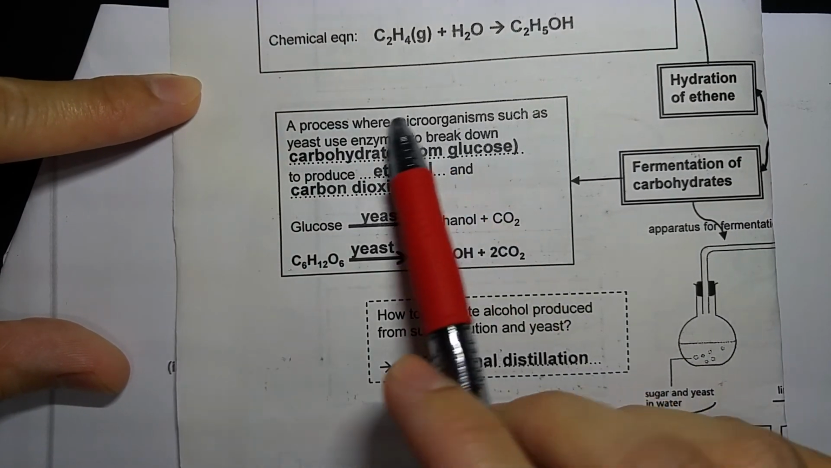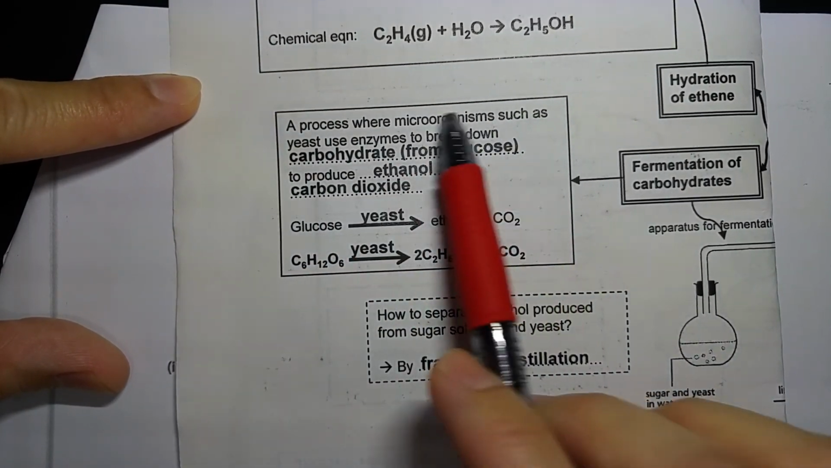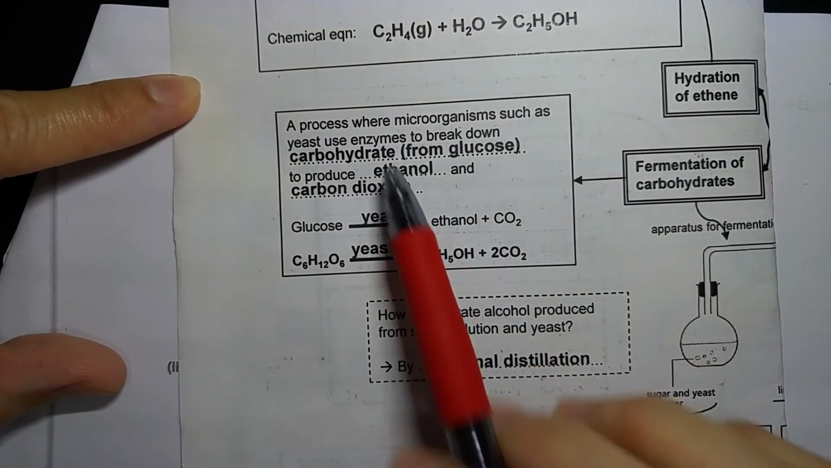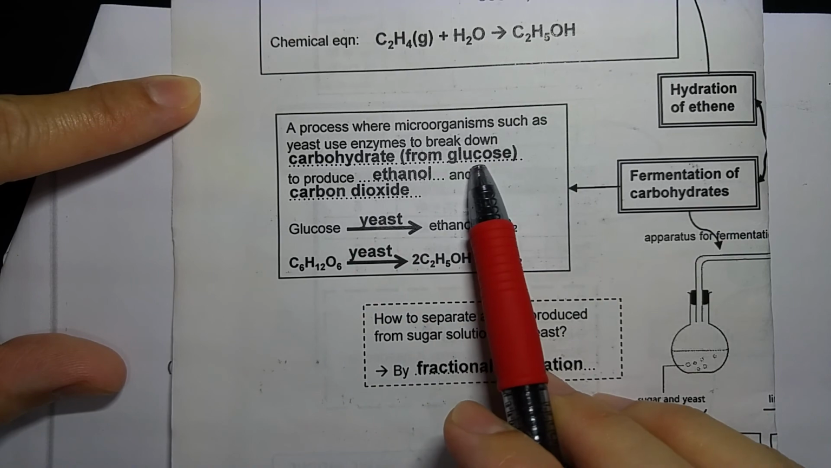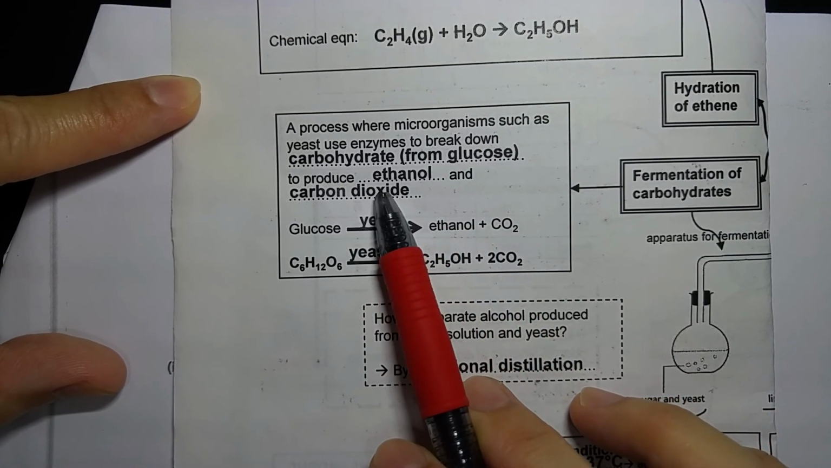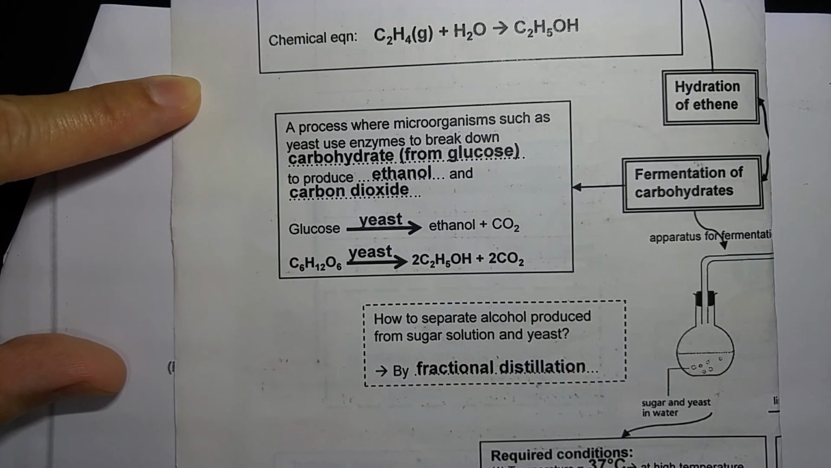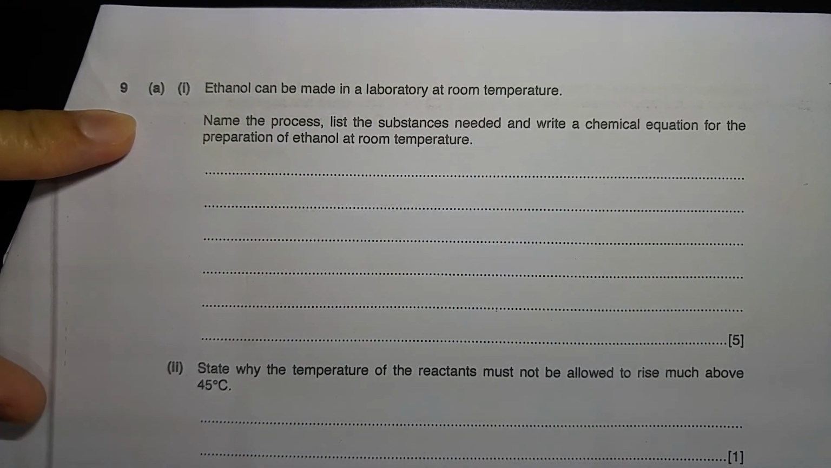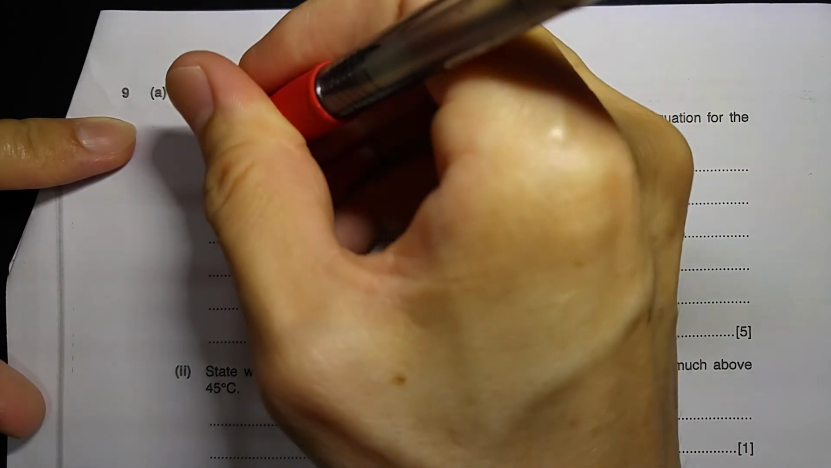Okay, fermentation is the name of the process. So basically what it does is that the enzyme from the yeast will break down the carbohydrate from the glucose to form ethanol and carbon dioxide, and this is the chemical equation. Okay, so basically for this question, all you need to do is to name the process, which is fermentation.